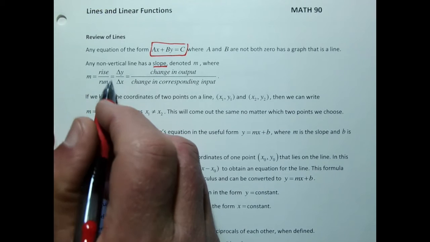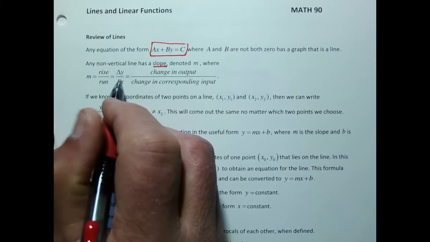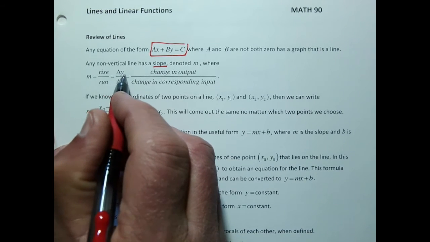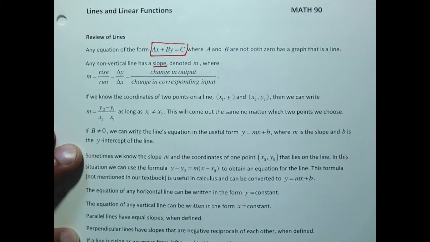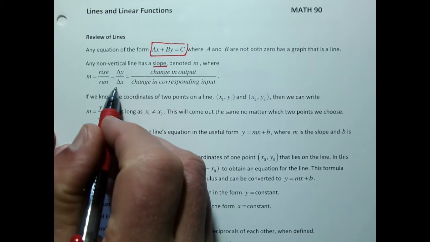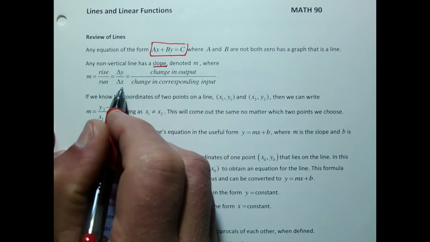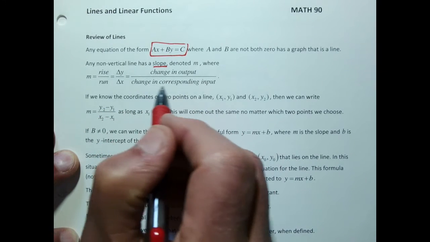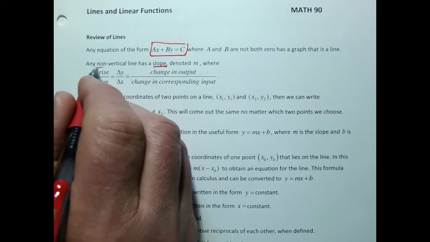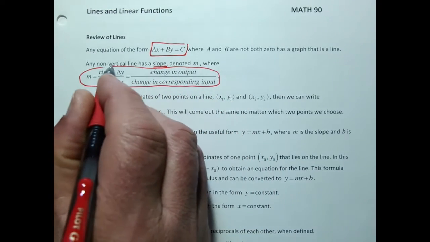So you may have seen rise over run. Sometimes it's described as this delta y over delta x. This triangle is a Greek letter called delta, and it stands for change. So it really means change in y over change in x. If we state this in terms of function inputs and outputs, it's the change in output divided by the change in the corresponding input. So those all describe the same thing, slope of a line.